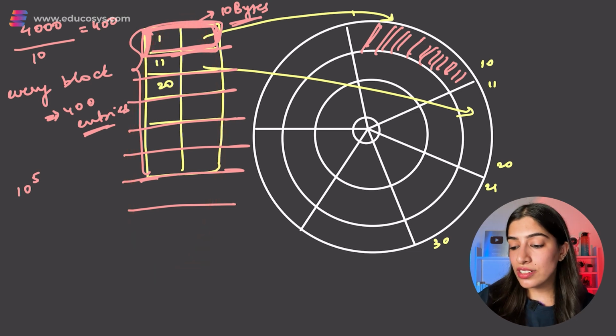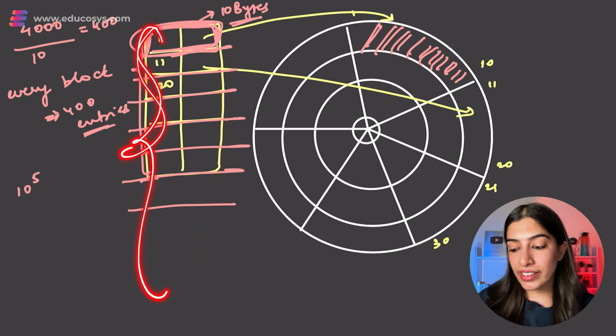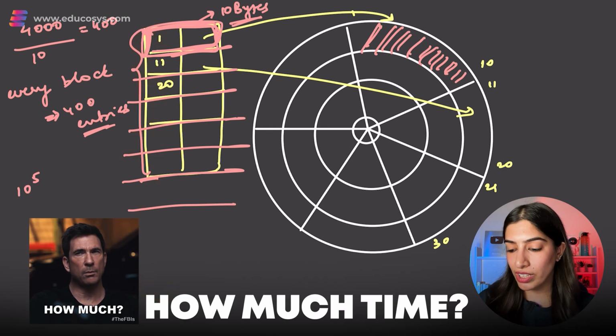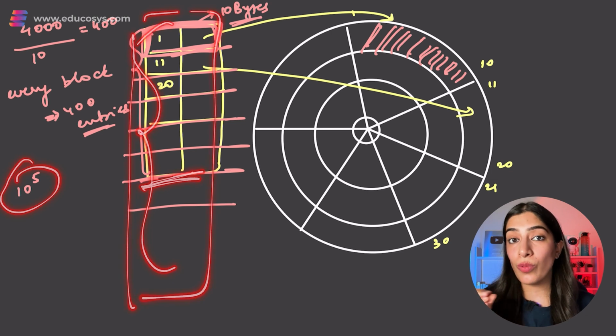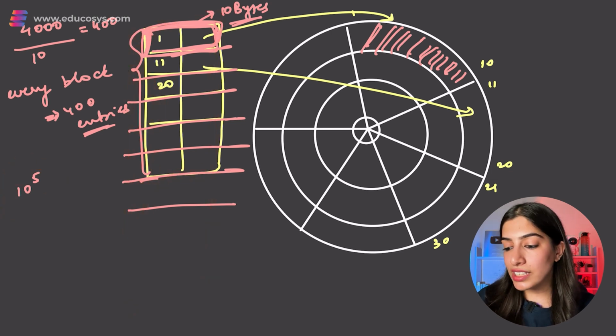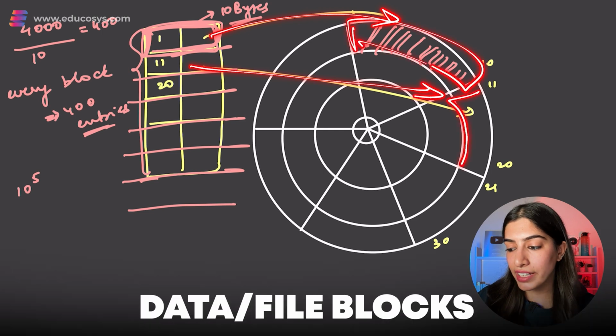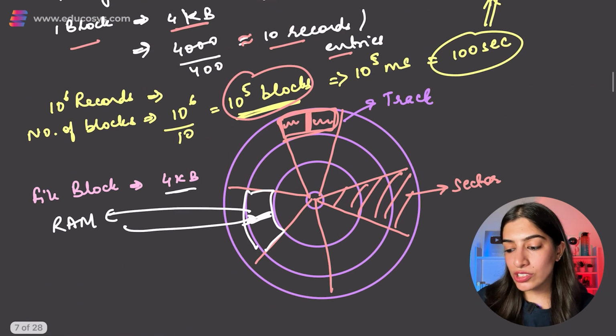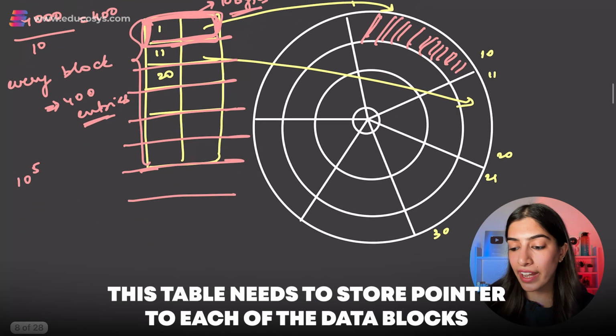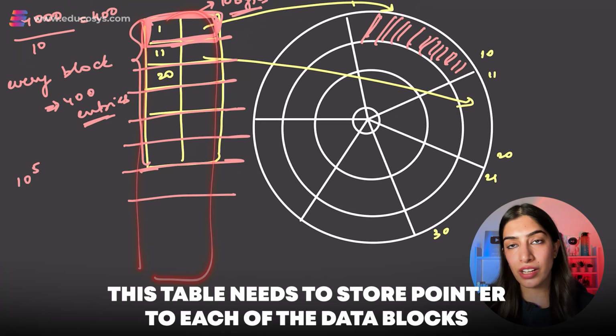So the next question is, in order to read this entire table, how much time are we going to take? We have to read through how many entries? 10 power 5 entries in this table. I hope you understood why we need 10 power 5 entries. See, what are these pointing to? These are pointing to these data blocks, right? These file blocks that are storing data. And how many blocks are storing data? It is 10 power 5 blocks. So that is why the number of entries in this table is 10 power 5.